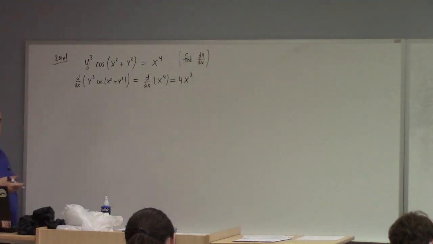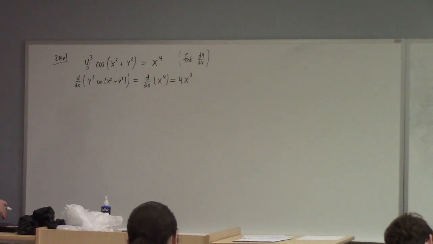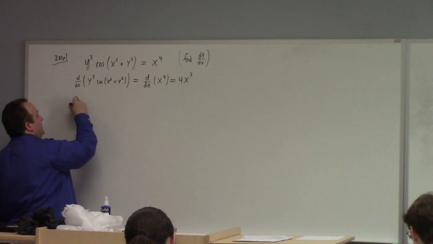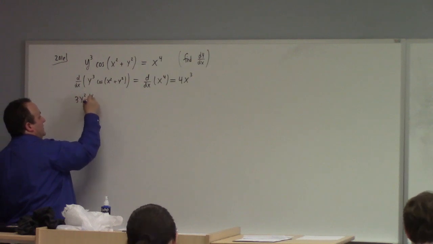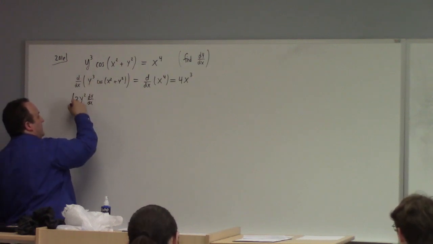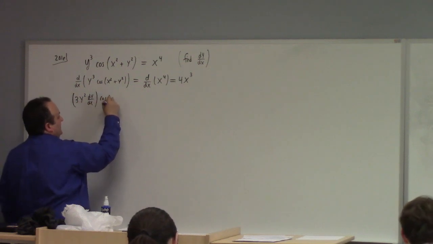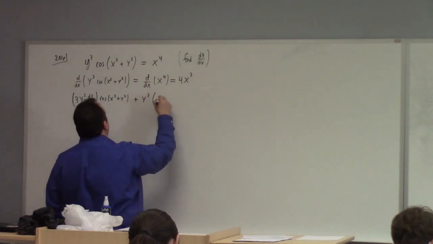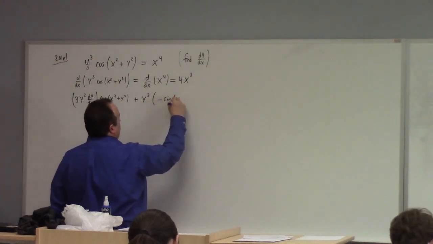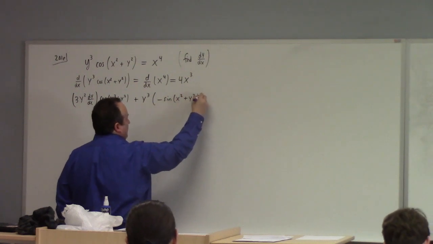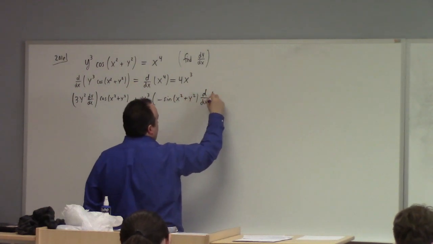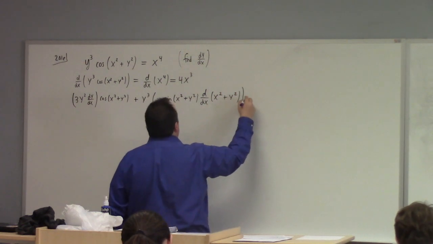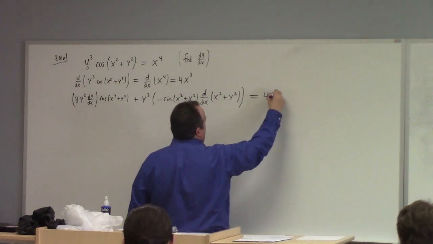The left-hand side, we need to look at as a product of functions. So what we're going to have here is 3y squared dy/dx, that's the derivative of y cubed, times the cosine of x squared plus y squared, plus y cubed times minus the sine of x squared plus y squared. And I'm going to write out a step here, d/dx of the inside function, which is x squared plus y squared.